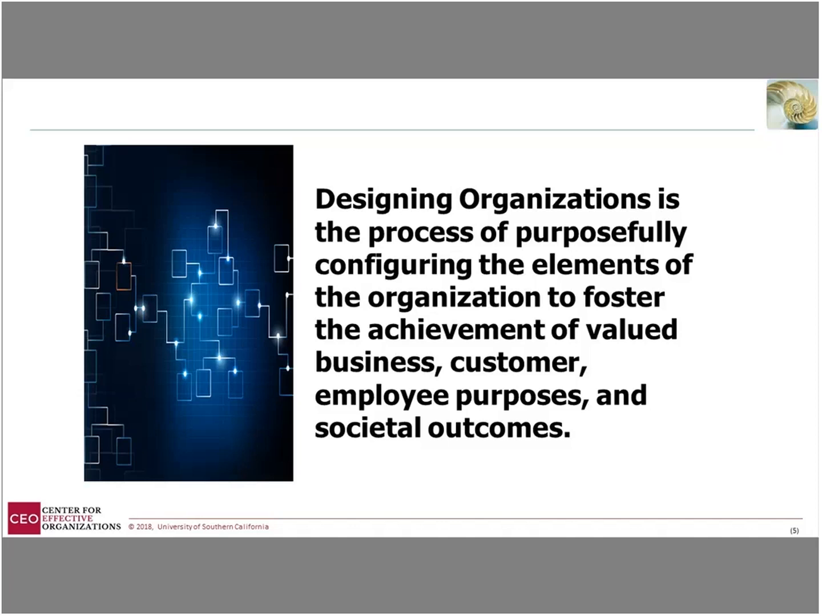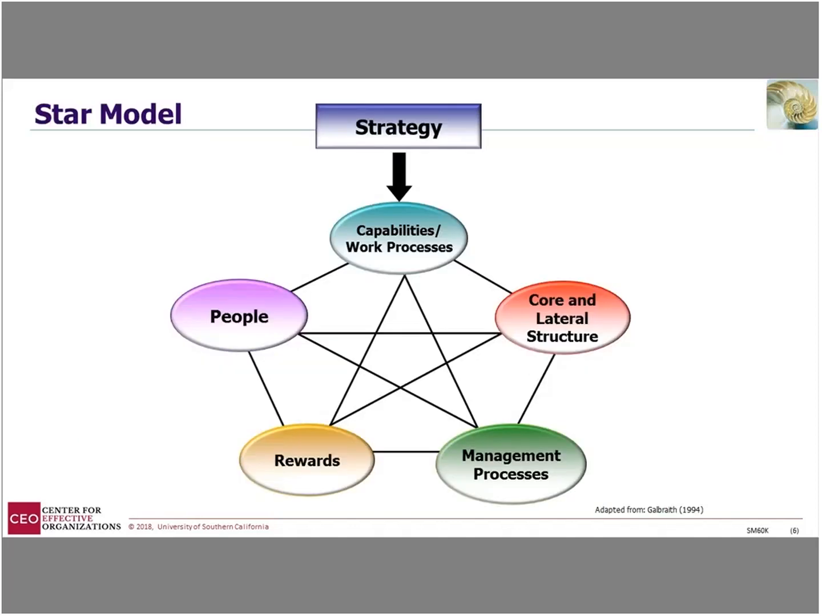The idea of design is putting together these different parts of the STAR model so that they're in alignment and they support each other and they support the strategy. We call that a configuration. It's a design. It's an assembly process where we put these different pieces of the organization together in service of these different kinds of outcomes. And so the model we use is Jay Galbraith's STAR model.